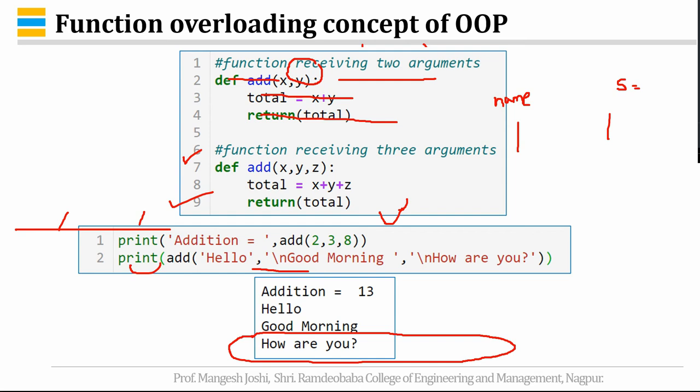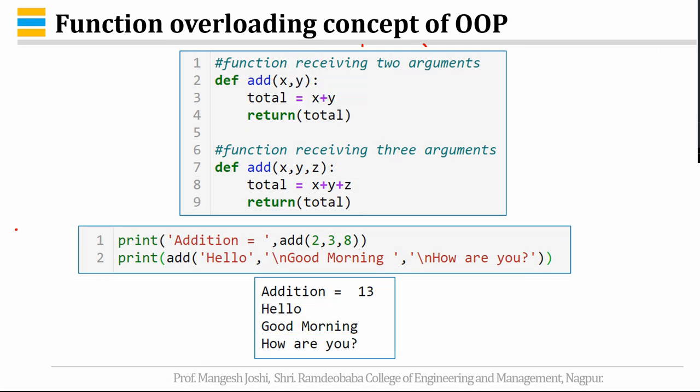Now the next is the function overloading concept of object-oriented programming. Just to demonstrate this concept, I have developed two functions with the same name. Function overloading means two functions with one name. The name will be the same in both functions.